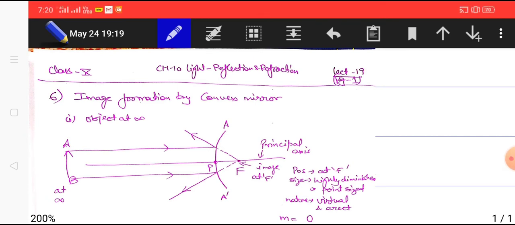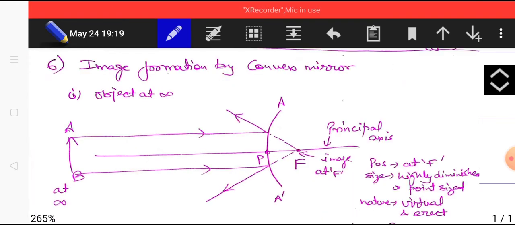In the last lecture, we discussed how to make various ray diagrams for all 6 cases of concave mirror. In this lecture, we will study the ray diagram cases of convex mirror. Unlike concave mirror, which has 6 cases, convex mirror only has 2 cases.